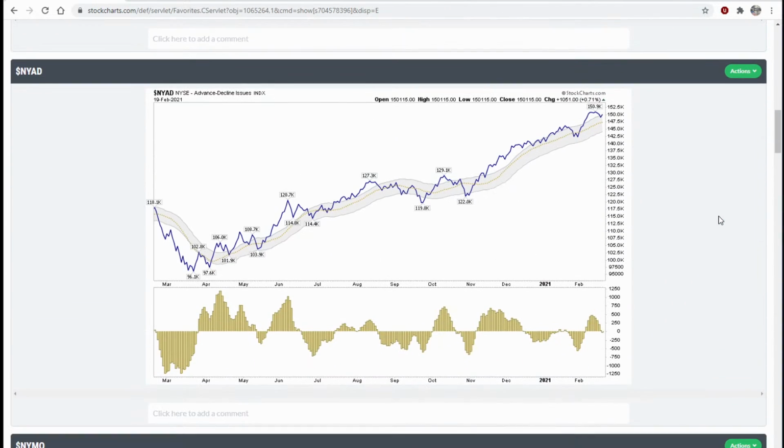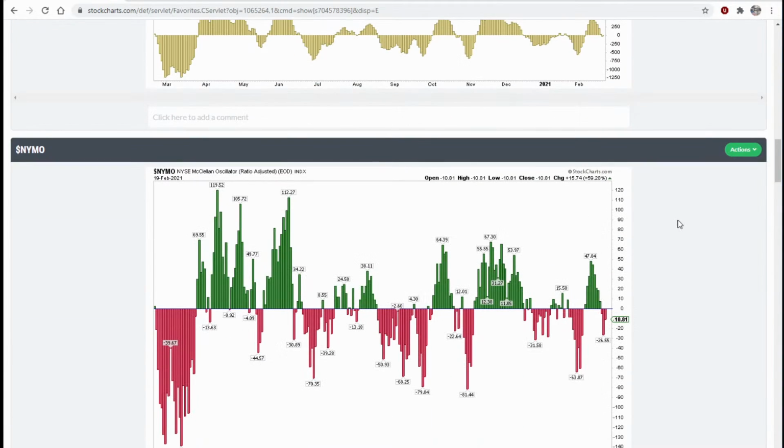Looking at the advance decline issues, also bullish, but the oscillators start crossing into the negative field. So what does that mean? It means that we can have a pullback here. We have room, okay? We have room for a pullback into the middle of the range, or even into the lower support of the Bollinger Band. So we have room for a pullback.